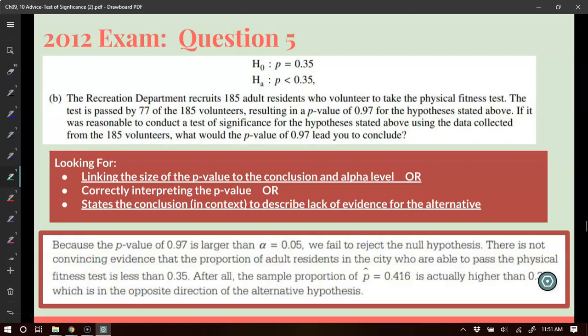And so you could read below, because the p-value of 0.97 is larger than the alpha level, they are comparing. We fail to reject the null. Bam, fail to reject, and it goes into the answer from there on. So you can see how you should respond to it.